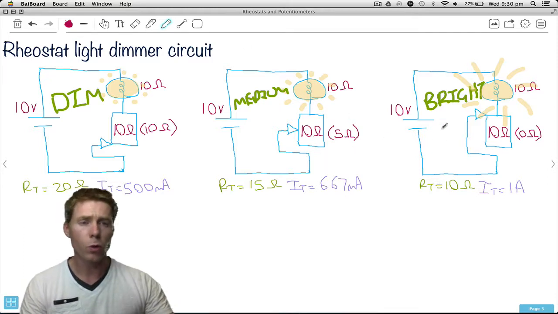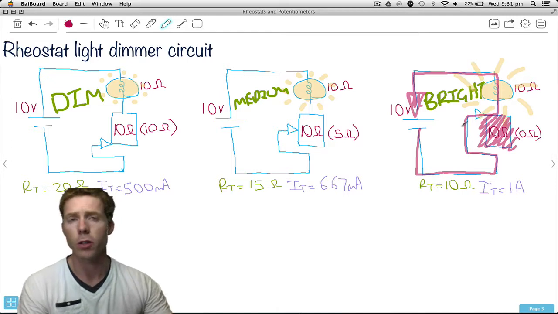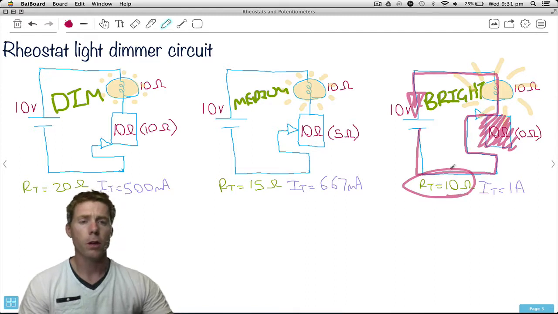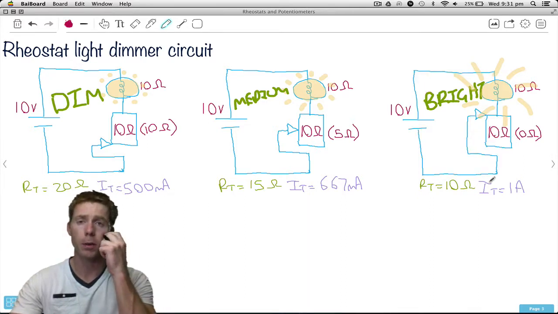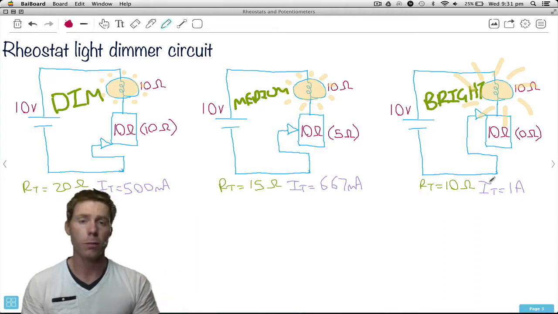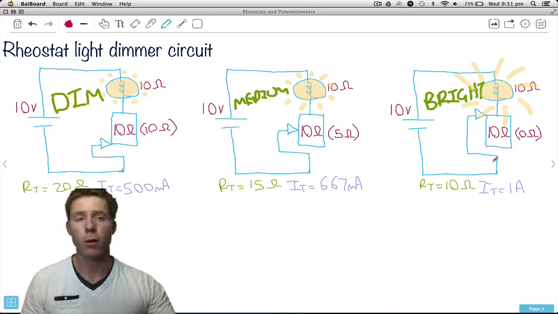The last one, if we move this all the way to the top, electrons travel through here, up, around, through there, and if you notice this time, they have bypassed all of that. So this looks like 0 ohms. The only thing they've got in the circuit now is the 10 ohm light bulb. So total resistance is now 10 ohms. 10 volts divided by 10 ohms, we're now sitting at 1 amp. So hopefully you can see that this rheostat in this particular application is used as a dimmer circuit for that light bulb. Maximum resistance, it'll be quite dim. Minimum resistance, it's quite bright.